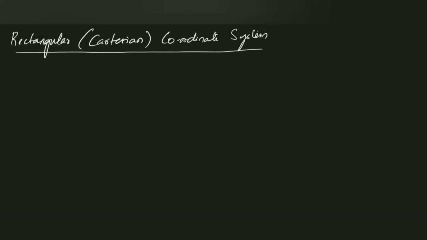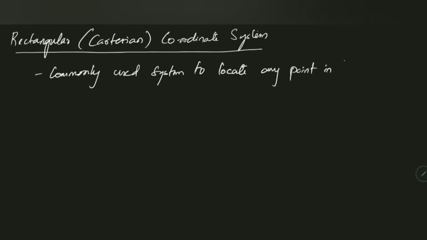The rectangular coordinate system is very basic and very commonly used, and it is also easy to use. It is the commonly used system to locate any point in the space. Usually this rectangular coordinate system is represented as an xyz axis. So as I told you, you have the xyz axis here.